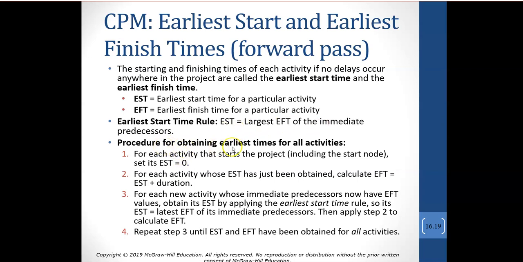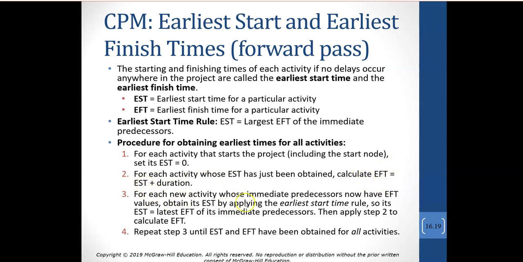The procedure for obtaining the earliest times for all activities, so both our earliest start and our earliest finish, is for each activity that starts the project, remember we had our start node, its earliest start time is 0. That's the start of our project. For each activity whose earliest start time has just been obtained, we're going to calculate the earliest finish time, which is its start time plus the duration of that activity. That's the earliest it can finish.